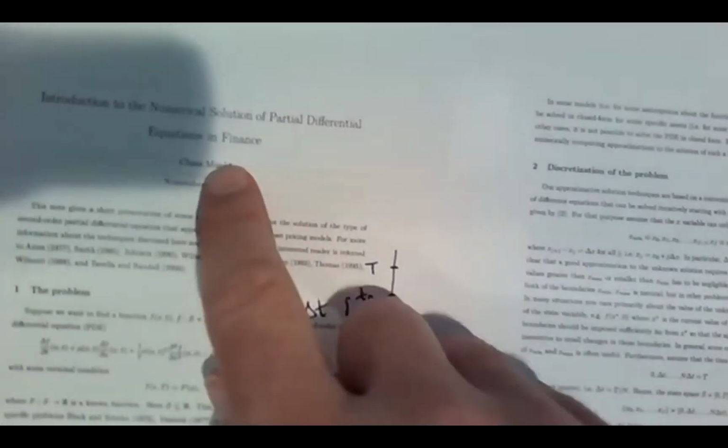a teaching note. I don't know if you can see this, maybe it's too small. Let's see if I can get this thing lower. So the last name is Munk, M-U-N-K. He's at Copenhagen Business School. He has a teaching note here. It's like 10 pages long. And it's about the Black-Scholes PDE.